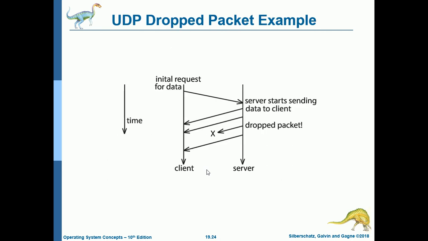This is an illustration of a UDP dropped packet example. The client makes an initial request for data using UDP, so it connects to the server with the request. The server starts sending data to the client. It sends data and then drops the packet. The dropped packet may be lost and will not be sent again with UDP. So that's the problem. Another problem, as mentioned in the previous slide, is that packets may arrive out of order and will not be rearranged before they are read or used by the client or the user.